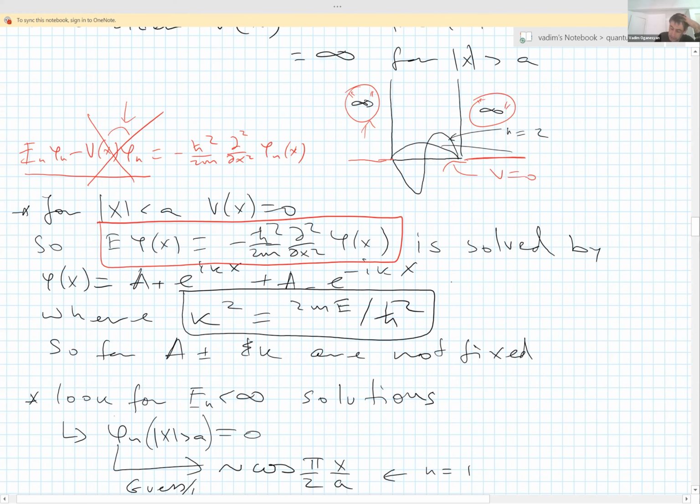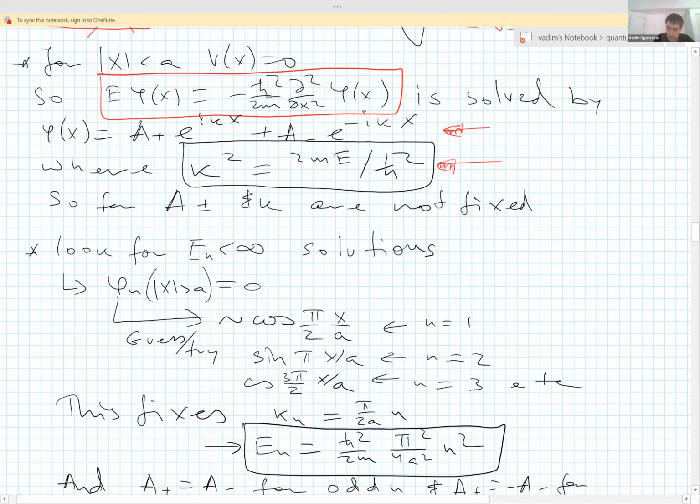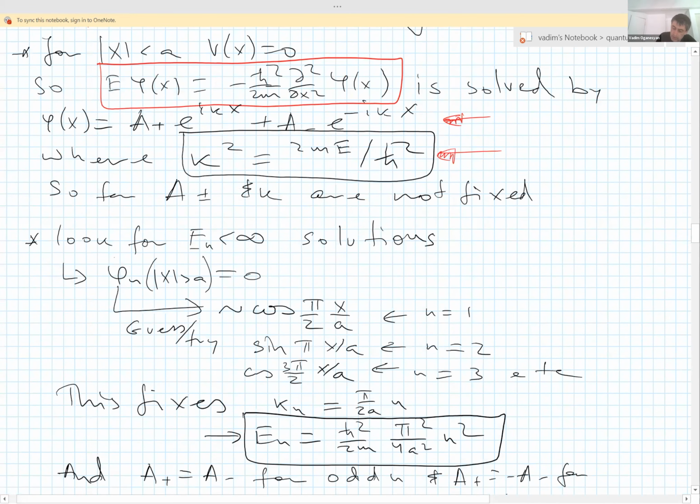This very friendly equation has simple solutions, which is a superposition of plane waves going this way or that way, or if you prefer sines and cosines, a superposition of sine and cosine. It's up to you. The important thing is that the k that you get is essentially a proxy for what the energy is, because k squared is 2mE over h bar squared. Again, all of this should be familiar from Physics 240.